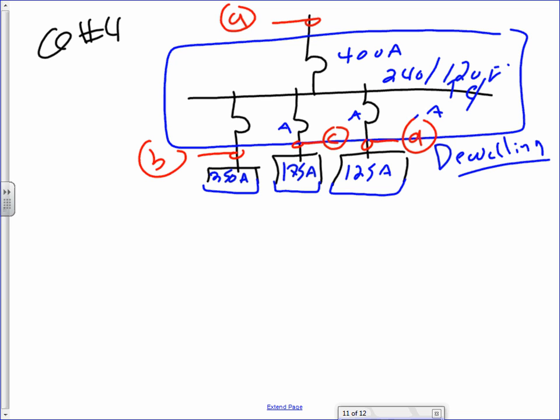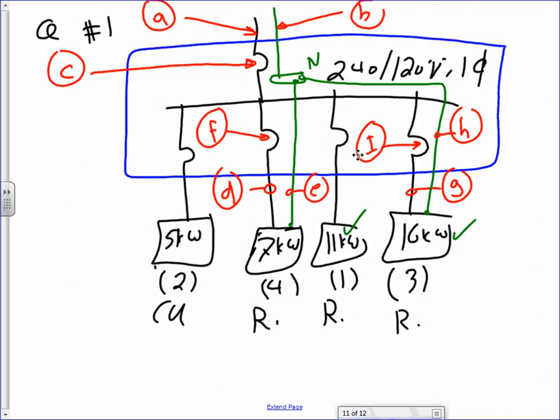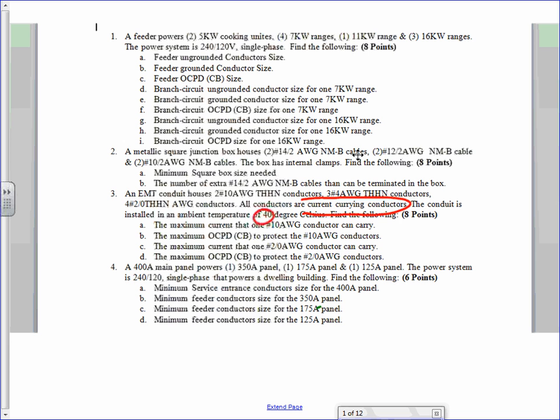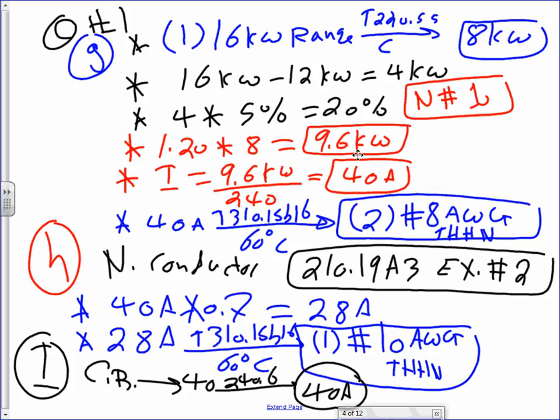These are panels, very similar to the project that we're sizing. I can't emphasize enough, it's very similar to the project that we're sizing. And we're asking you here, go back to the problem. It says a 400 amp main panel powers one 350 panel, 175 panel, and 125 panel. The power system is 240/120 single phase. That powers a dwelling unit. Find the minimum service entrance conductor size for the 400, the minimum feeder conductor size for the 350, the 175 and the 125. So we need to size the minimum conductors for all these services.